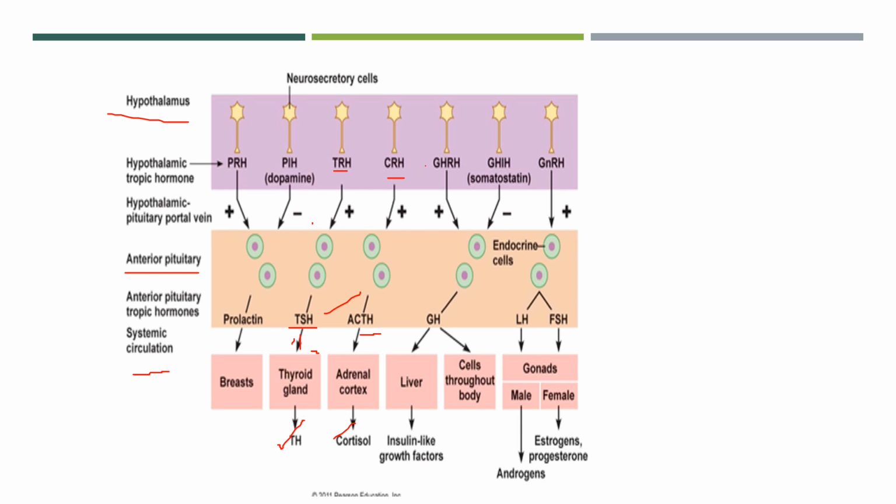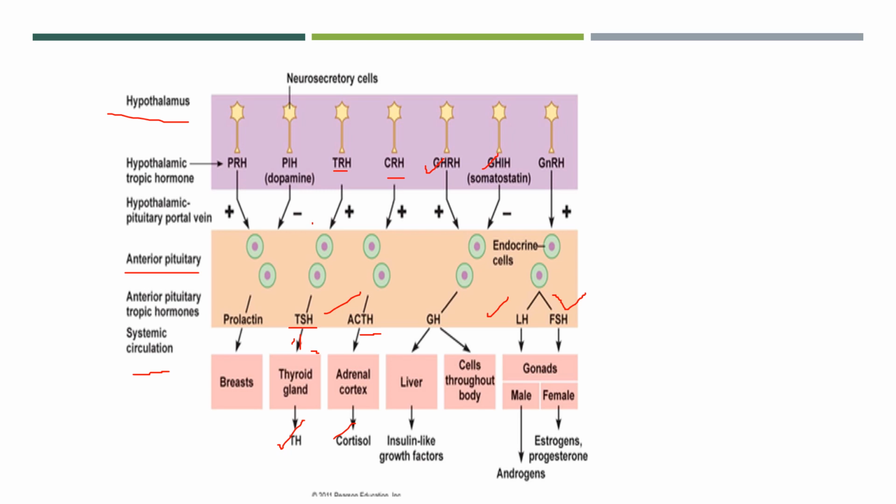Then there is release of gonadotropin releasing hormone that will stimulate the cell from anterior pituitary to release the LH and FSH, which will act on the male and female gonads, and there will be release of androgen and estrogen. So this axis is your hypothalamo-pituitary gonadal axis. Okay, similarly, there will be release of growth hormone releasing hormone.